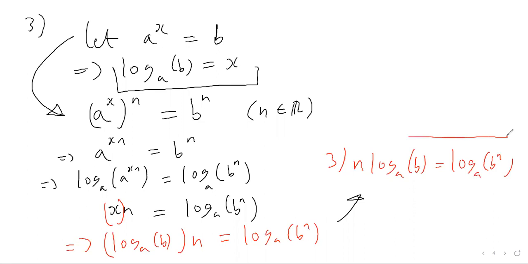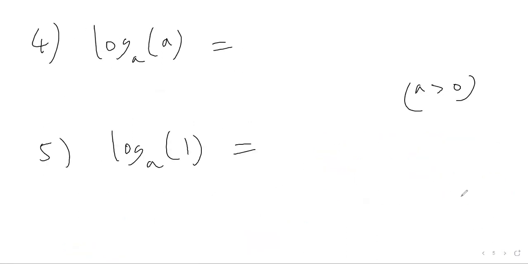This one here is actually a bit self-explanatory really, because again we know that the power that we need to raise a by to get b to the power of n, well that's going to be n times the power that we need to raise a by to get b. So it's a little bit intuitive, that one, but that's how you would prove this specific result. And then we'll go on to our next one.